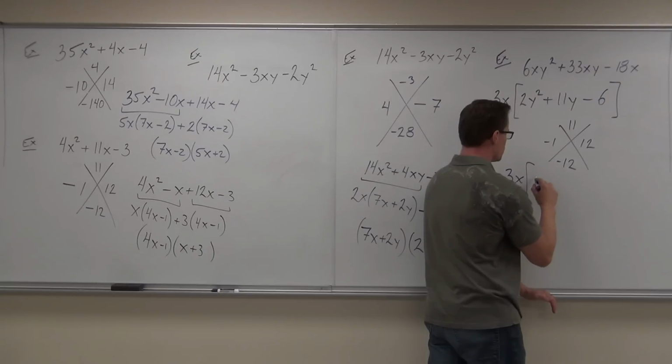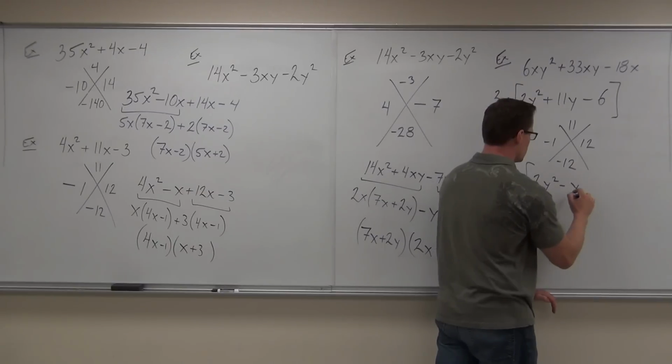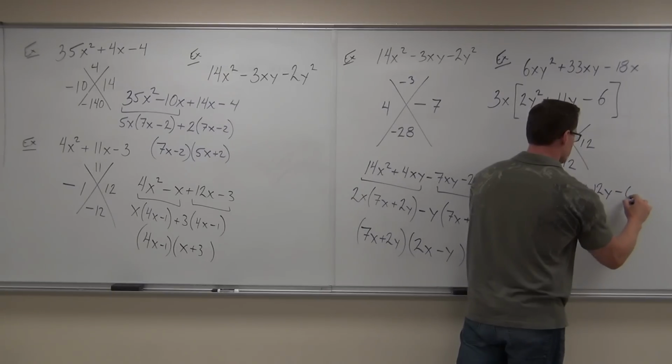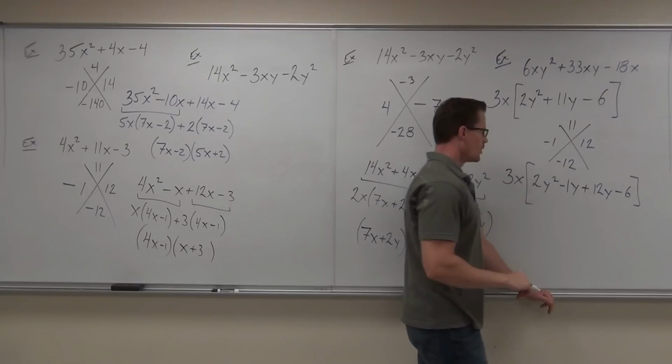And then 2y squared minus 1y, excuse me, plus 12y, and then minus 6. Perfect. That's exactly right. Okay, next up.